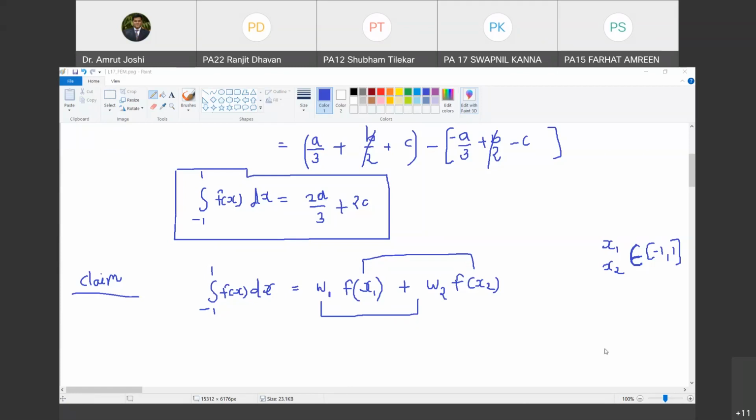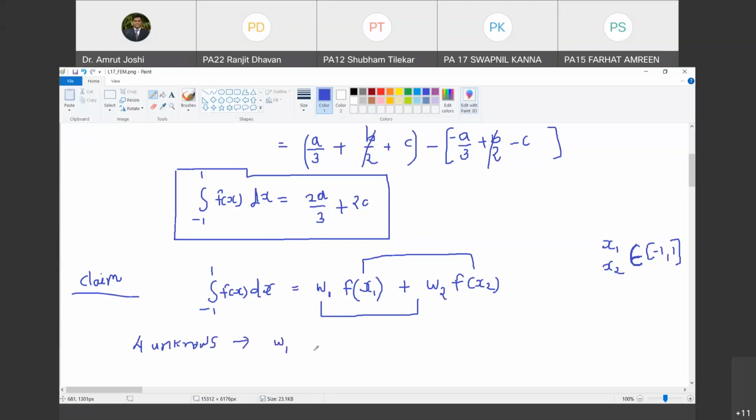Yes, sir. So therefore, if I express the integration in this fashion, my task is easier. Question is now, what is W1? What is W2? What is X1? What is X2? So how do I evaluate W1, X1, W2 and X2? So how many unknowns are there? In this, we have 4 unknowns. Do you agree with me? Yes, 4. So if this claim is to be satisfied, I need to evaluate these 4 unknowns.